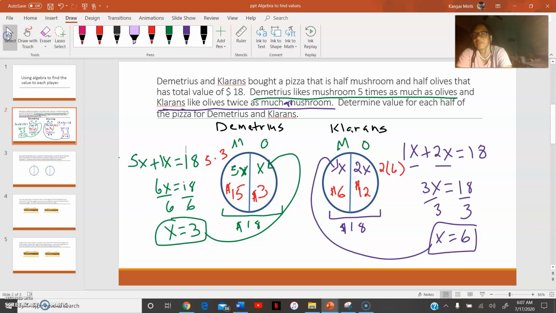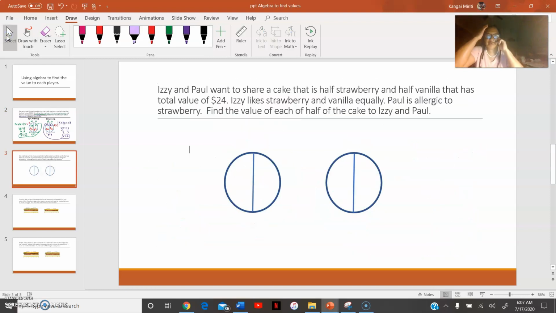So let's go on to another example. Why don't you read about Izzy and Paul for a moment? I'll give you a few moments to read it.